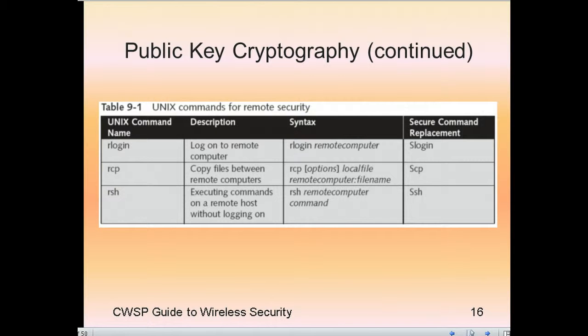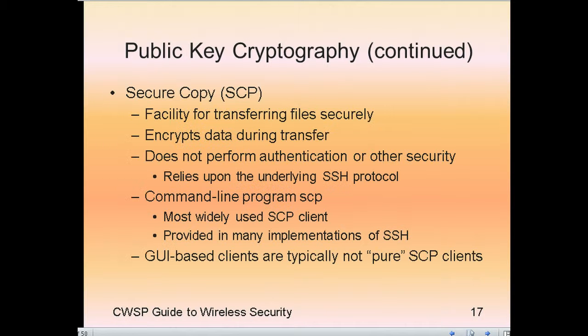This is a summary of rlogin, RCP, remote copy, and remote shell, and the commands that we're going to use for these things: slogin, scp, and SSH, secure shell, when we use the SSH protocol. Public key, secure copy, SCP, transfers files securely, encrypts data during the transfer. And again, that's the whole objective of whatever we're using here, to do a secure transfer by encrypting the files. And there are a number of protocols and processes that we can use to do that. If you're using FTP, we talked about secure FTP.